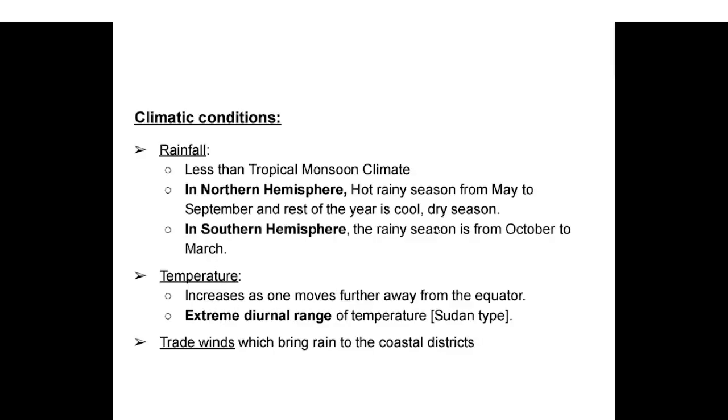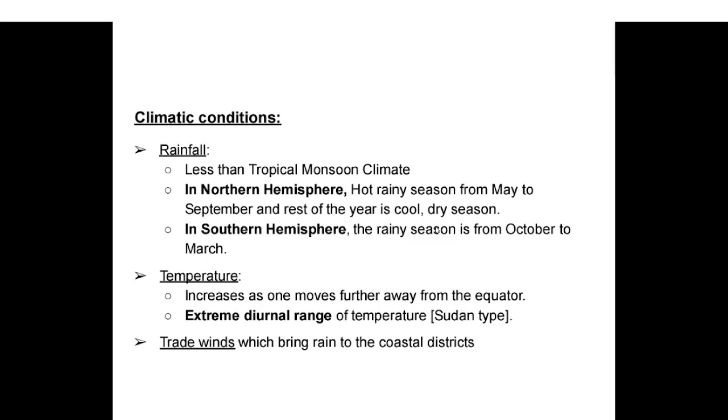Climatic conditions of the Sudan or the savanna climate: rainfall is less than in the tropical monsoon climate. In the northern hemisphere, there is a hot rainy season from May to September, and the rest of the year is a cool dry season. In the southern hemisphere, the rainy season is from October to March. Temperature: temperature increases as one moves further away from the equator.